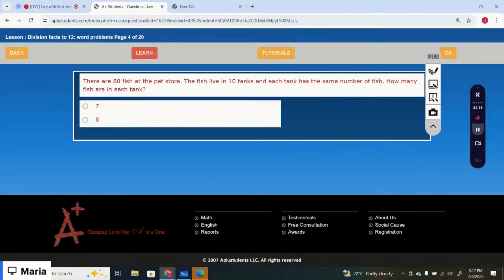There are 80 fish at the pet store. The fish live in 10 tanks and each tank has the same number of fish. How many fish are in each tank? So which is the correct option?